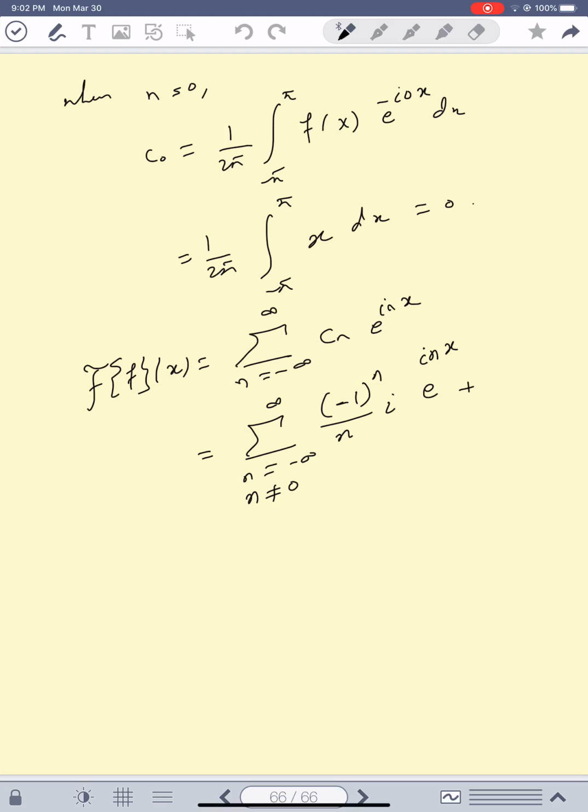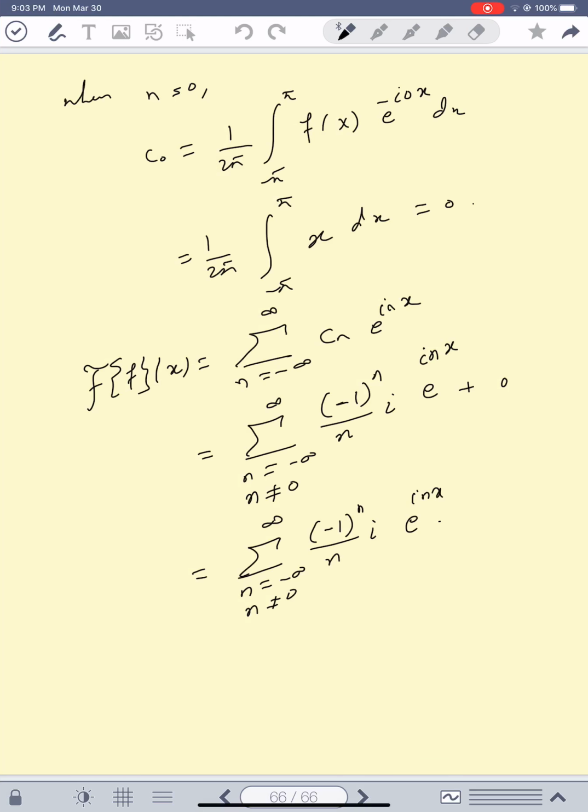After that, we need to add what happens when n is 0. But when n is 0, C0 is 0. So in the end, we have from negative infinity to infinity, but n is not 0, negative 1 to the n over n I e to the I n x. This is the final form of the Fourier series of the function x. This is the complex Fourier series of the function x.